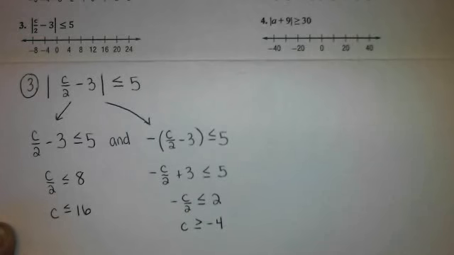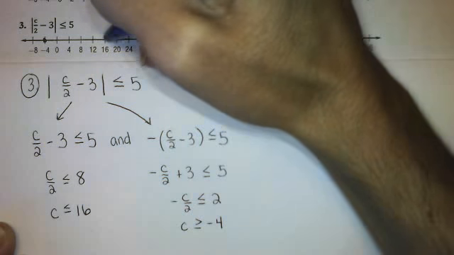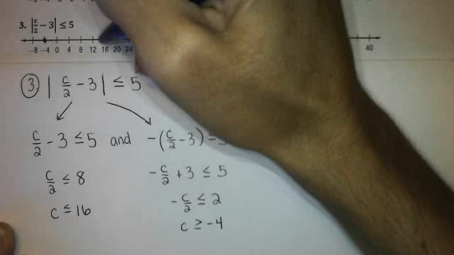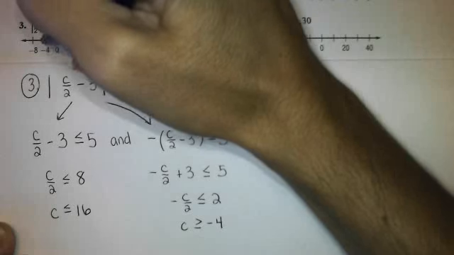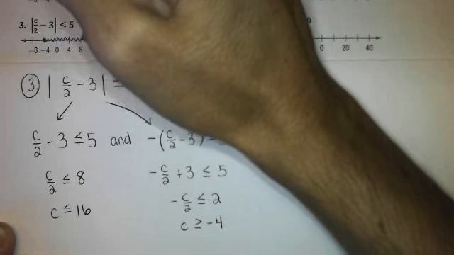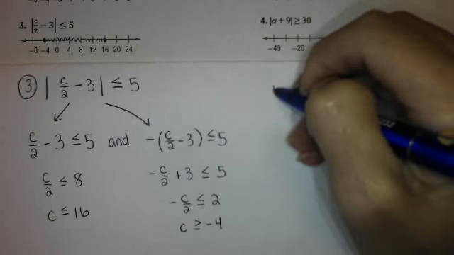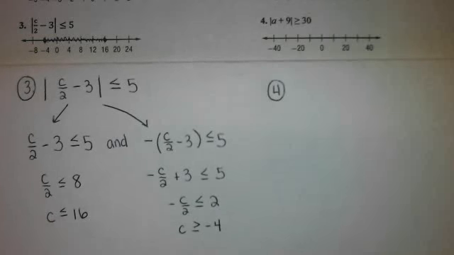So when we go ahead and graph this, this will be a closed dot on -4 because it can equal, and it will be a closed dot on 16. We need to be lower than 16 and at the same time higher than -4, which will be all the values in between. All right, last one, and then I'll let you try a few.